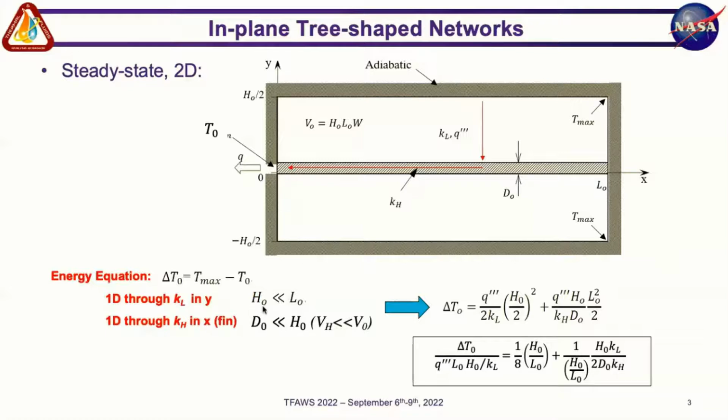One is that your H0 be much less than L0. This makes this distance much less than this distance, which supports the one-dimensional assumption for the low thermal conductivity material heat flow. And the other one is that your D0 be much less than H0, which then supports your assumption of unidirectional heat flow in the x direction in your high thermal conductivity material. This last one, by the way, translates into the volume of your original material, V0, being much larger than the volume of the high thermal conductivity material. So the essential validity of the results shown here has these geometric requirements to back them up.